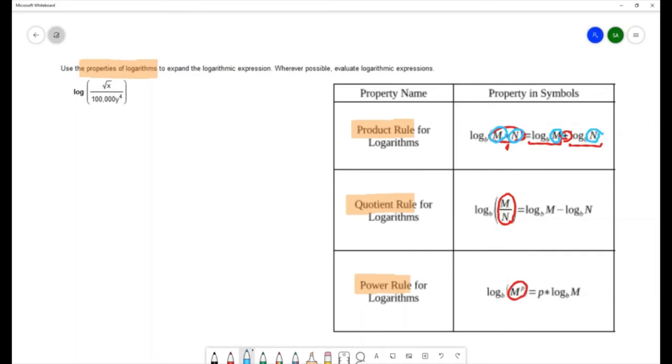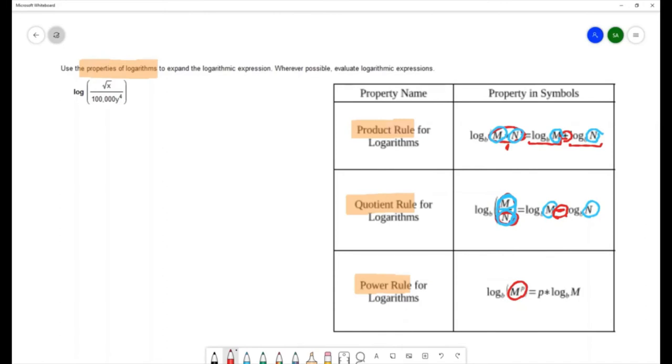Then we have the quotient rule. So if we have division, we're going to take the factor that we have in the numerator into one log and the factor that we have in the denominator to the other log. But I want you to notice, very importantly, that there is a minus here instead of a plus. So that minus is on the factor from the denominator only. So anytime we have a factor from the denominator, you're going to have a minus in front of that log.